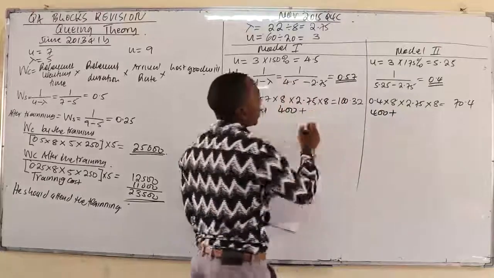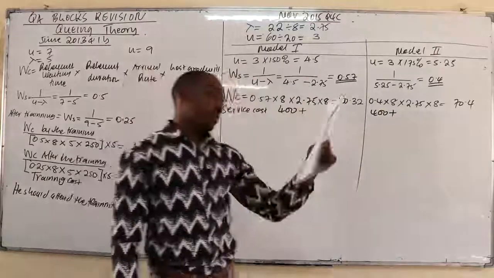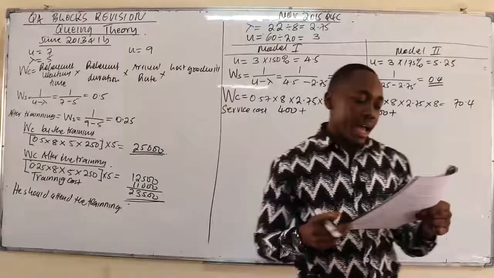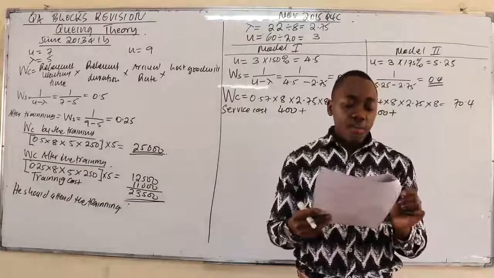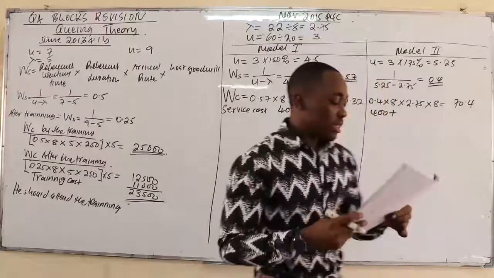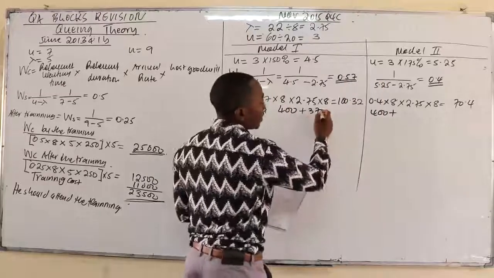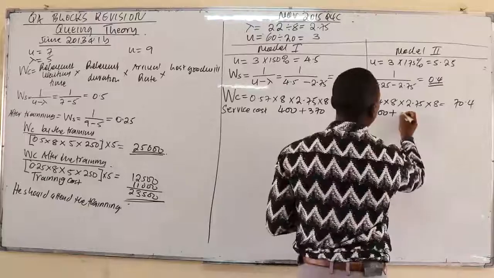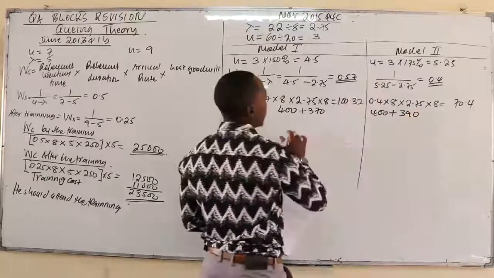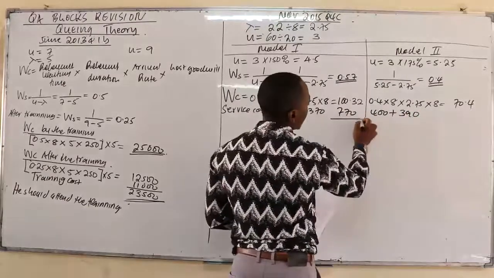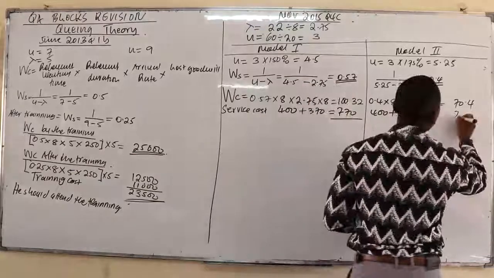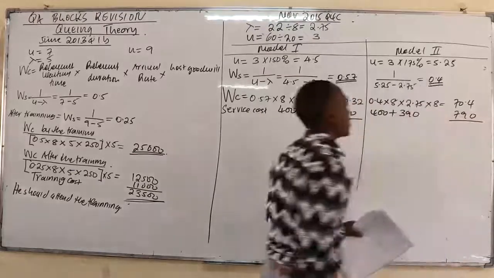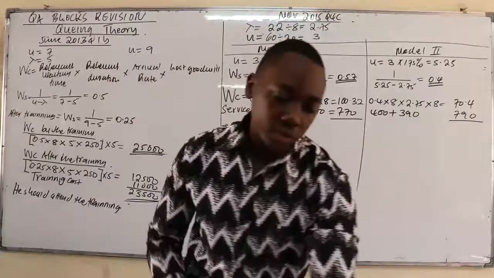Then when we hire another model, let's go to model 1. How much is the additional cost per day? 370. If we hire model 2, the additional cost per day is how much? 390. So this one will be an amount of 770, and this one will be an amount of 790. So how much will be the total cost?